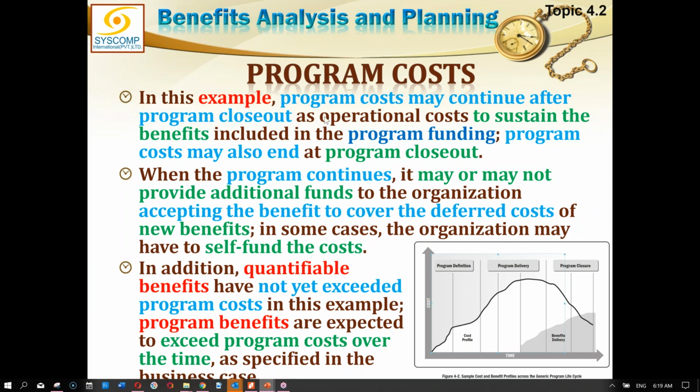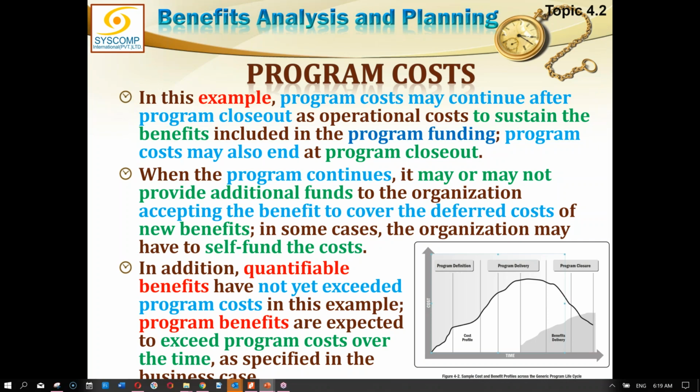I think the answer to that is this: the program closeout as operations cost. This is the operational cost, and that is to sustain the benefit, included in the program funding. So after it has been handed over, it will then be termed as operational cost. It will no more be program cost.